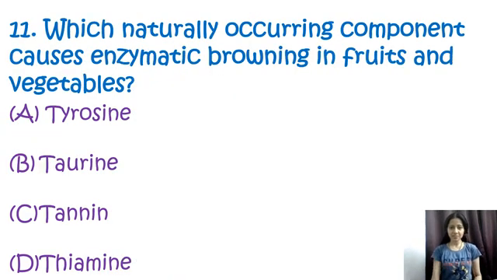Question number 11. Which naturally occurring component causes enzymatic browning in fruits and vegetables? So options are tyrosine, taurine, tannin, or thiamine. So over here the correct option will be C, that is tannin.